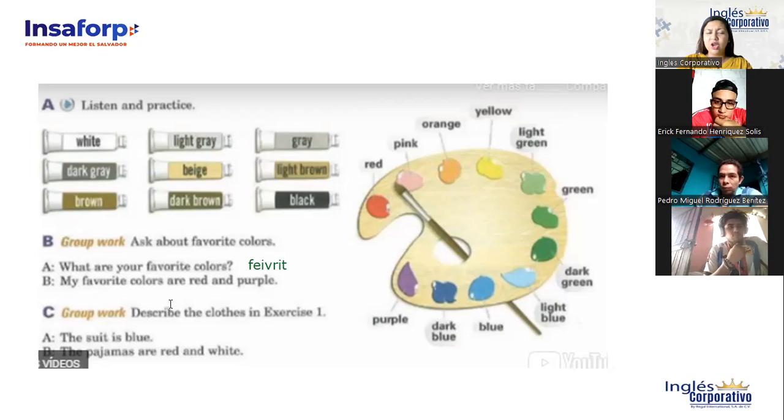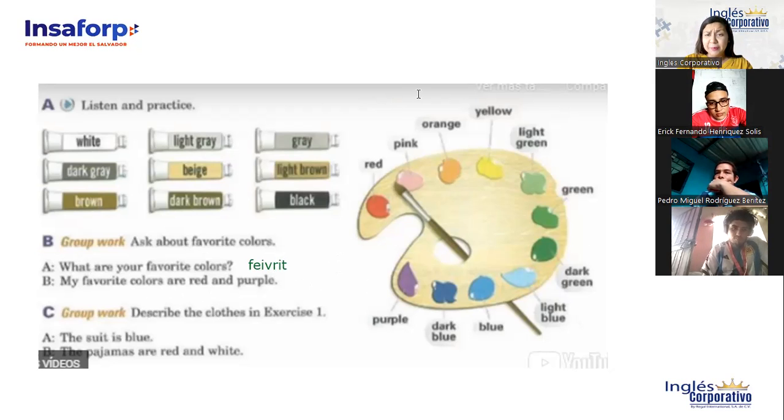My favorite colors are red and purple. My favorite colors are yellow and green. My favorite colors are pink and white. My favorite colors are brown and blue, for example.